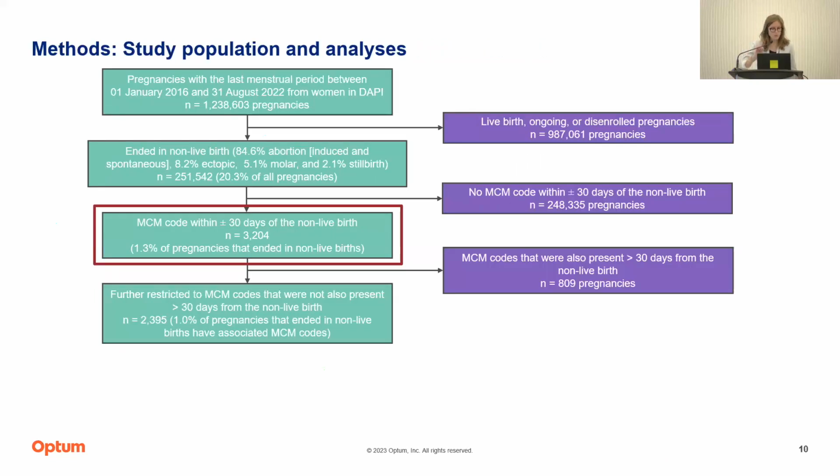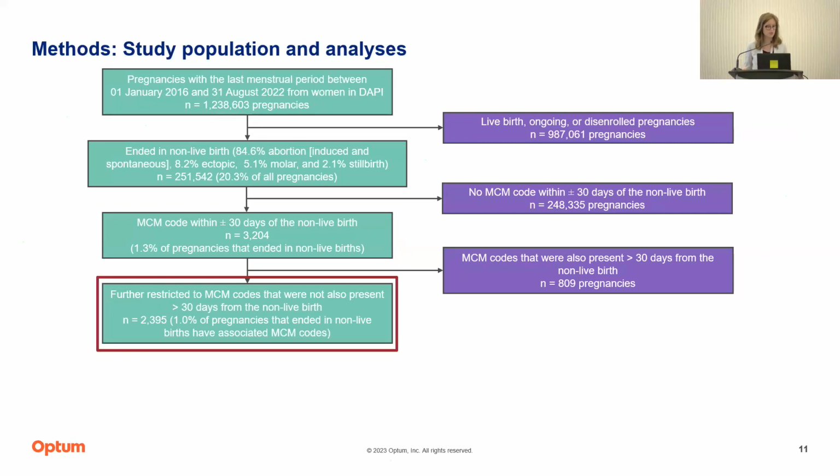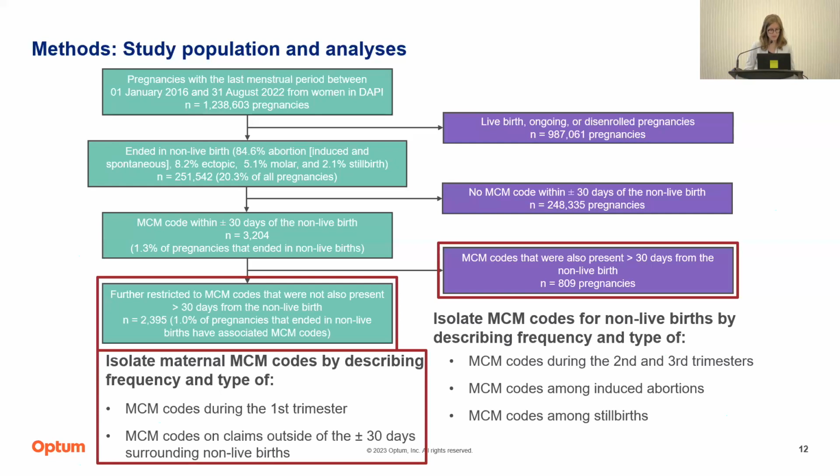So 1.3% of pregnancies that ended in a non-live birth had an MCM code within that 30 days plus or minus the non-live birth. And we further restricted to MCM codes that were also not present more than 30 days from the non-live birth. And we did that to get at sort of a temporality of the codes, where if the code was present pretty far away from the non-live birth, it's probably maternal, which in itself is interesting.